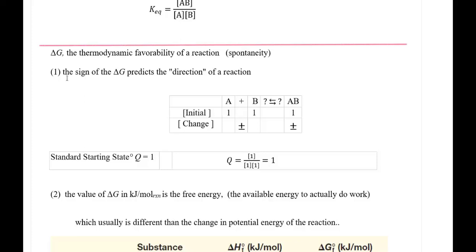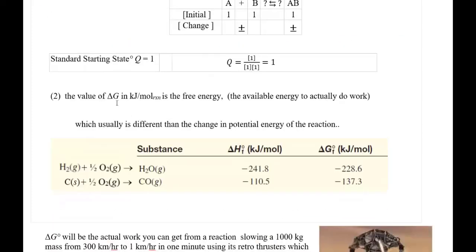So the two things that we're going to deal with in delta G: the very important sign. Ask the question on this delta G: is it a plus or is it a minus? The next thing, it's going to end up giving us an energy value, kilojoules per mole of reaction. They refer to this as the free energy. In fact, this is called the Gibbs free energy, named after Josiah Gibbs, one of the great American chemists.